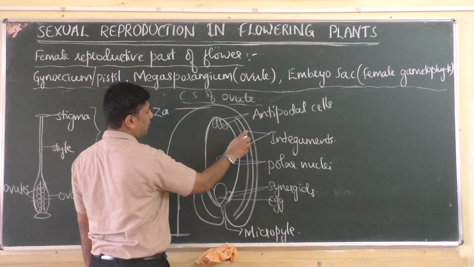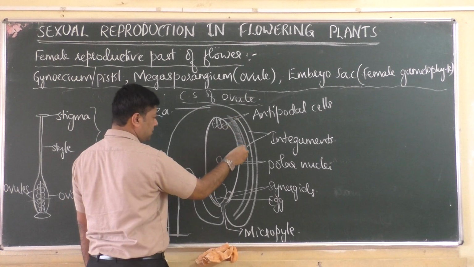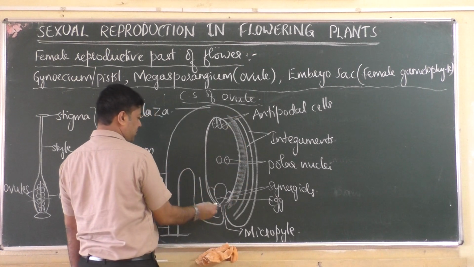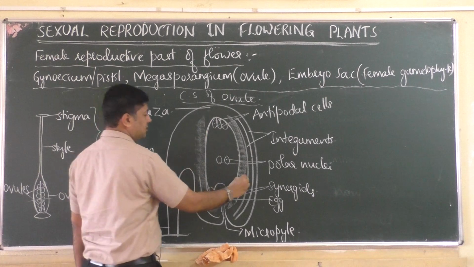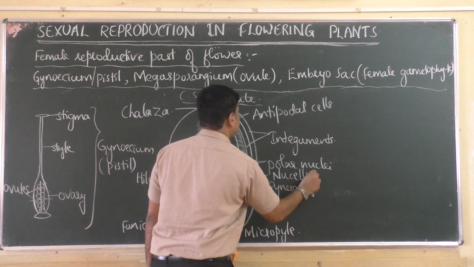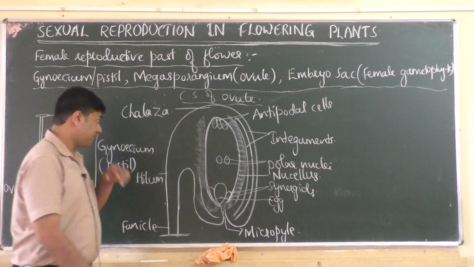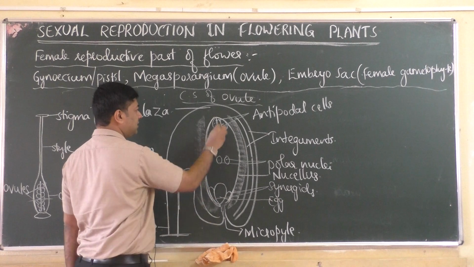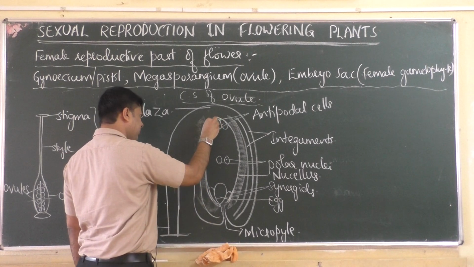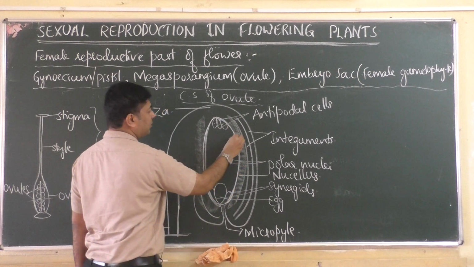Then after the integument, around the embryo sac there will be a tissue. See, I am shading that part. The shaded part is called the nucellus. You already know nucellus is a part. Then this oval structure, what is that? I will show you now. See this part. This is an embryo sac.